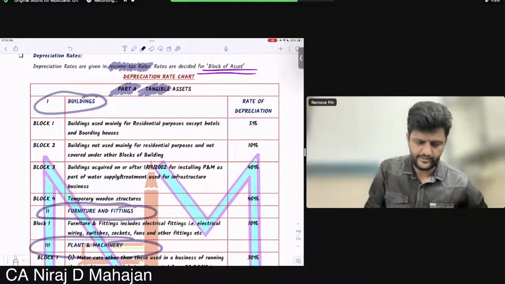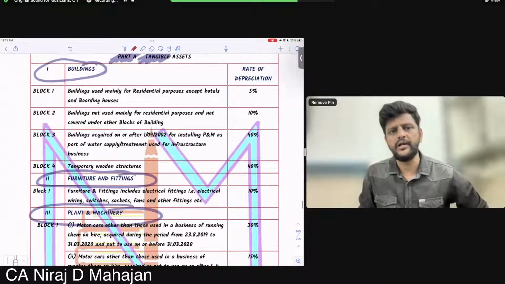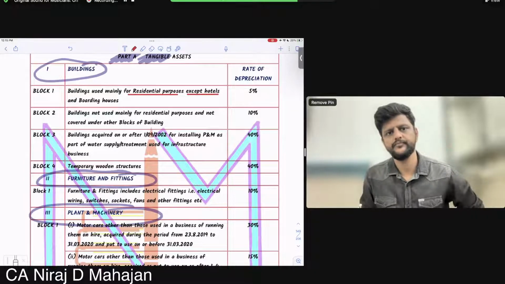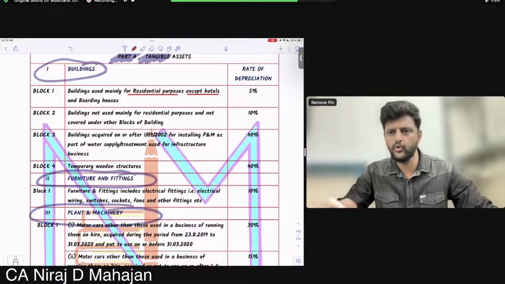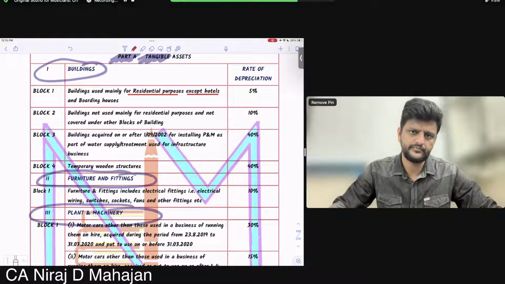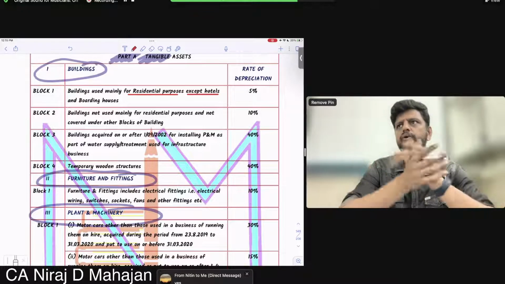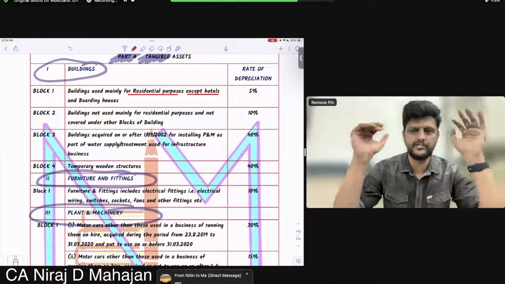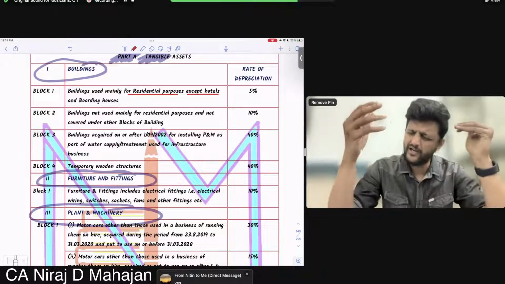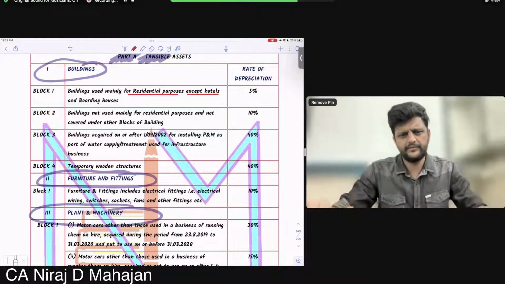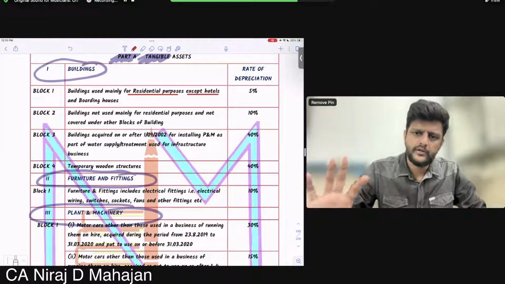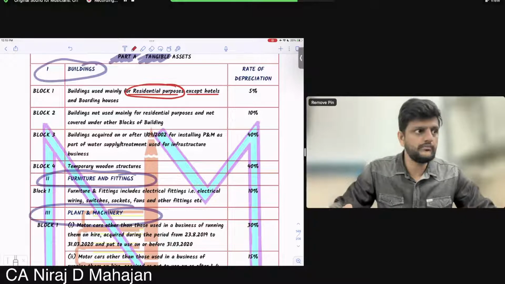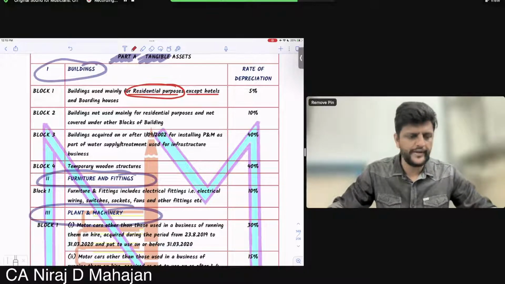Now, in the buildings, you have a variety of buildings or different types of buildings. Okay, ready? Pay attention. Block 1. Buildings used mainly for residential purposes, except hotels and boarding houses. What is a building? Four walls and one roof is a building. Now that premise, four walls and a roof can be a shop also, and four walls and a roof can be a house also. Both are buildings. So which category are we talking about right now? Block 1. It is used for what purpose? Residence. Yes.